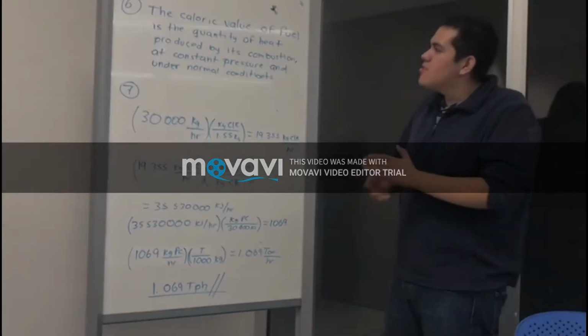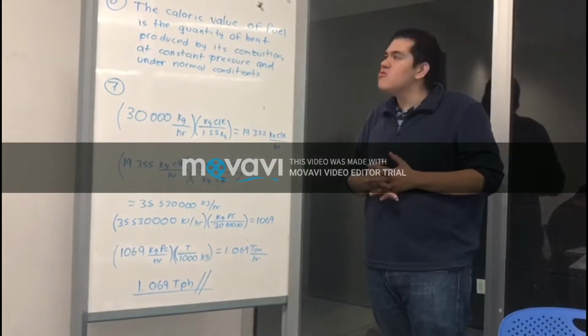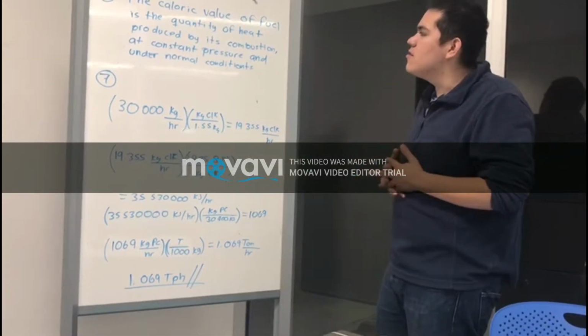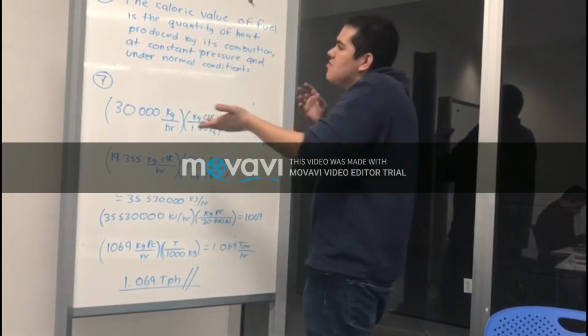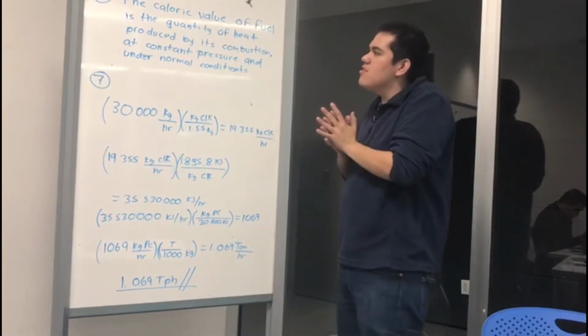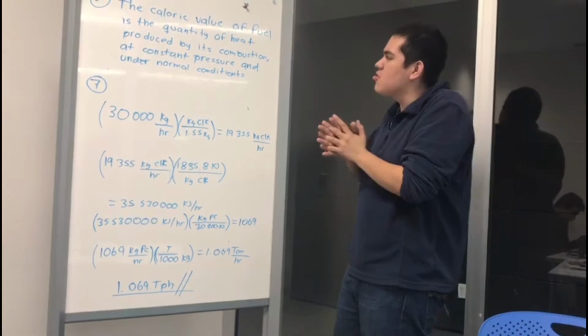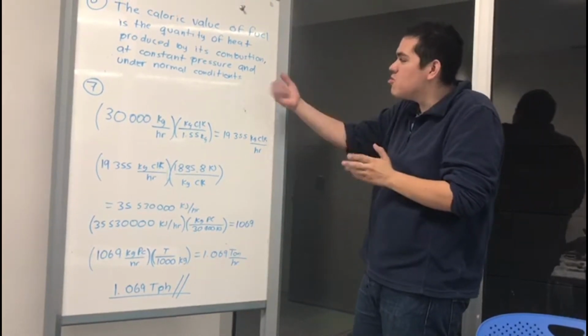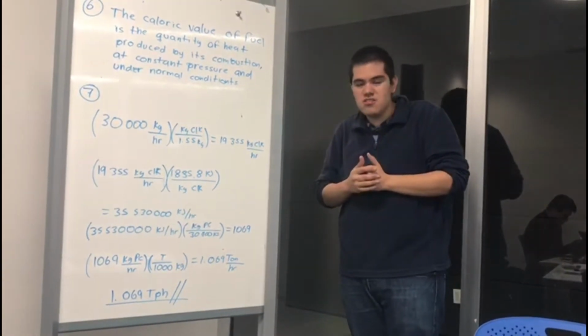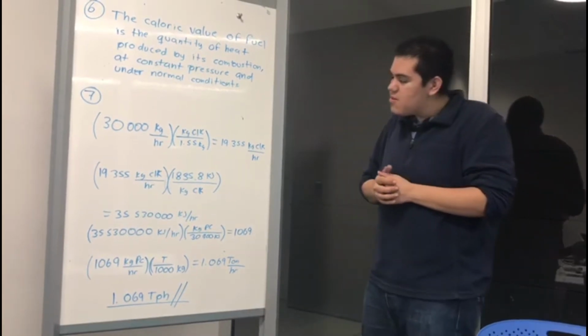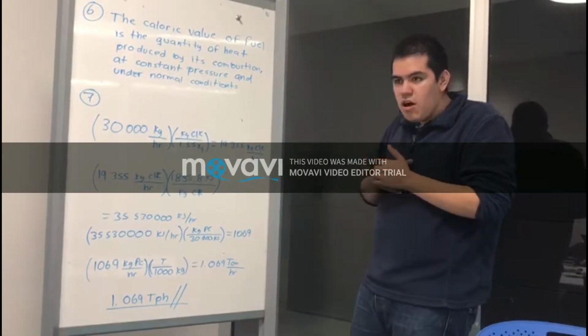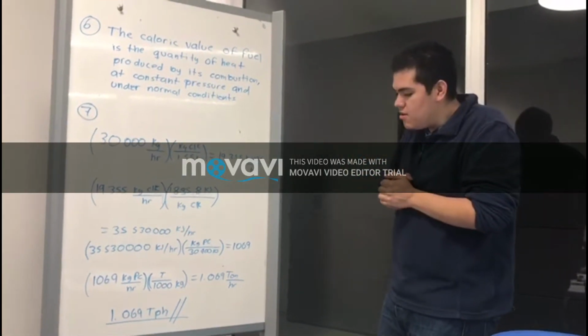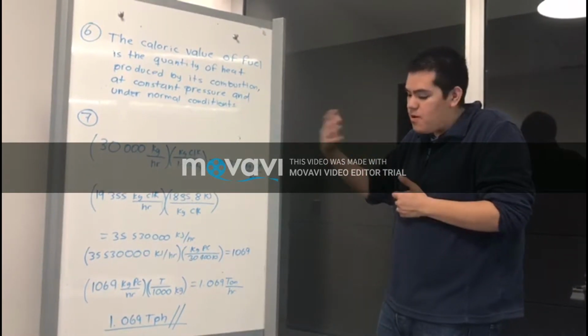Okay, in the number 6, they ask just for a definition about the calorific value of fuel. In this case, we have this definition. The calorific value of fuel is the quantity of heat produced by its combustion at constant pressure and under normal conditions.